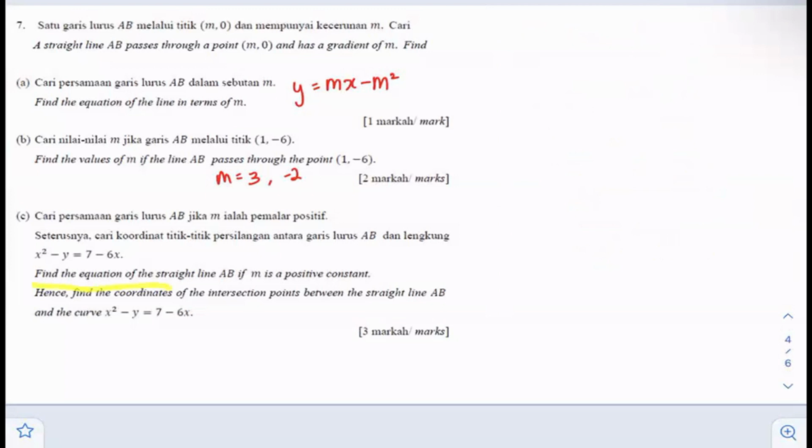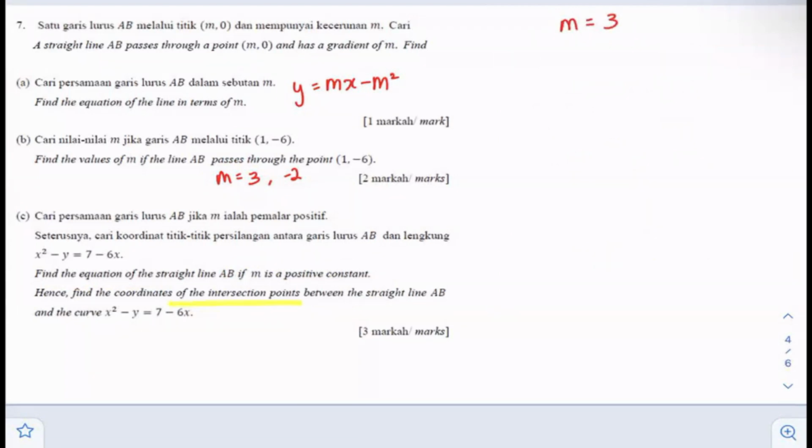Next, find the equation of straight line AB if m is positive. So just now we found that m equal to 3 and negative 2. And in part C, it mentioned m is a positive constant. So the only answer will be m equal to 3.